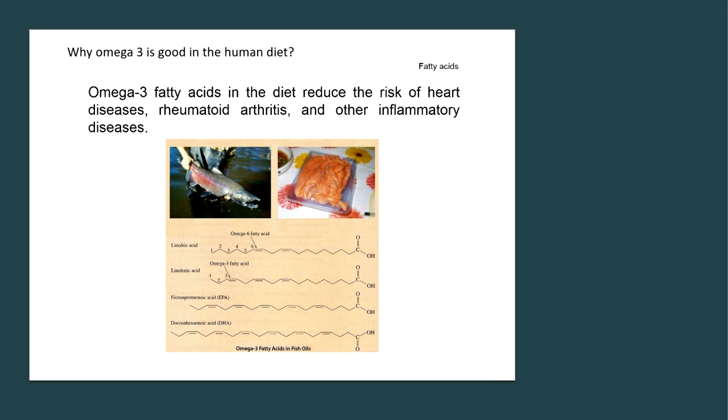So why are omega-3 fatty acids good in the human diet? Well, because they reduce the risk of heart disease, rheumatoid arthritis, and other inflammatory diseases. So it reduces inflammation in the body.